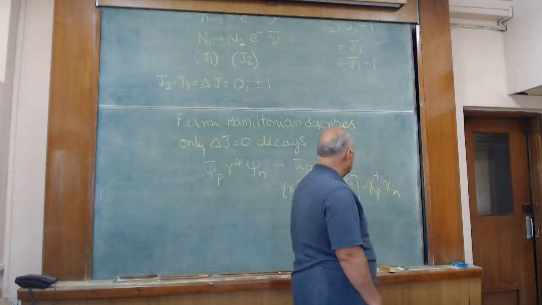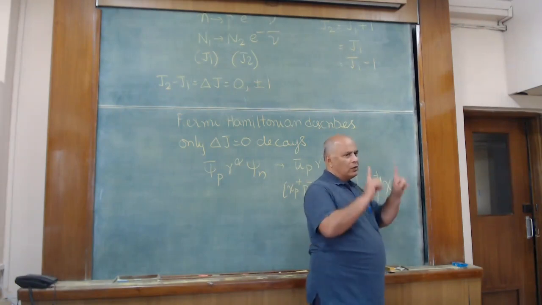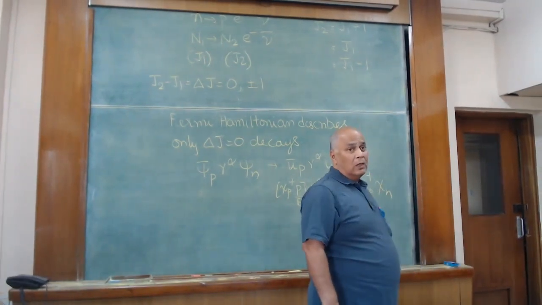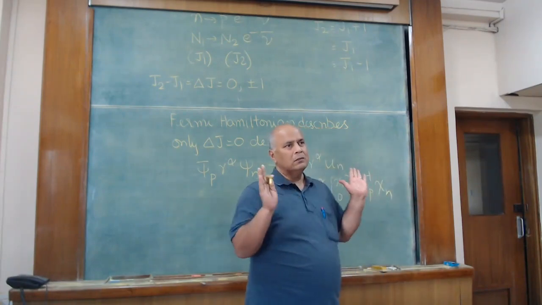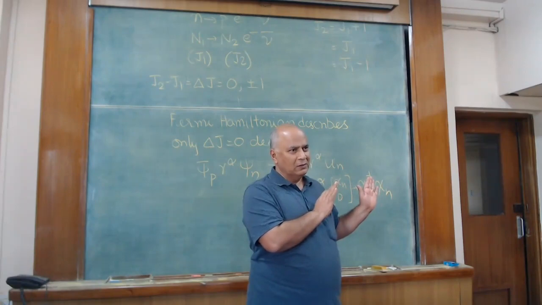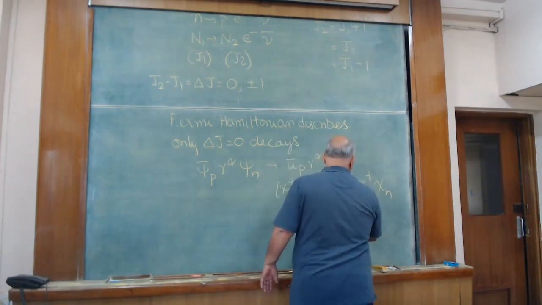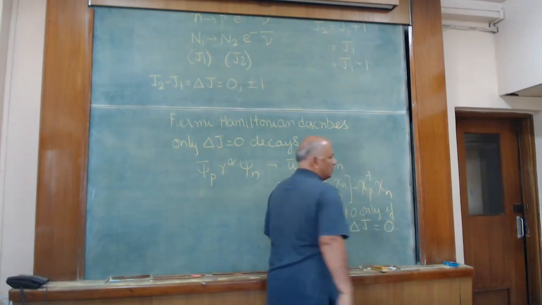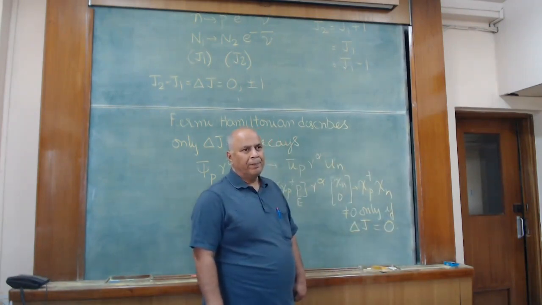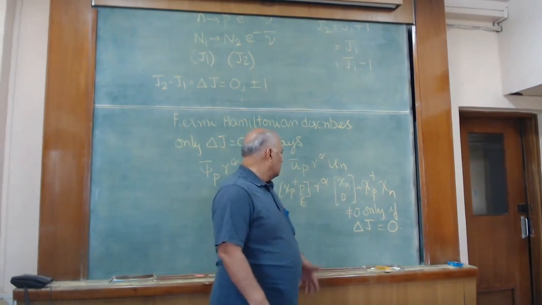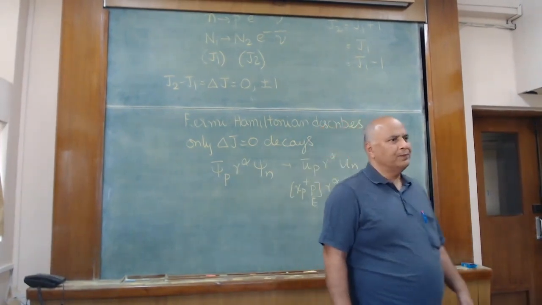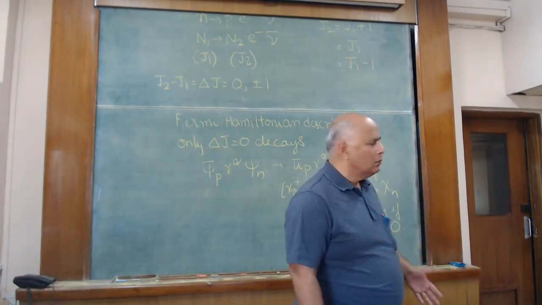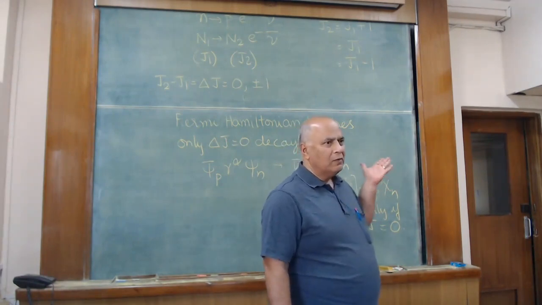It means, and this will be 1 if both proton and neutron are spin up or both of them are spin down. If one is spin up and the other is spin down, this is 0. But if both have the same spin, then the spin of the nucleus is not changing. So this will be non-zero only if delta J is 0. So there seems to be a problem. I see nuclear beta decays with delta J plus minus 1, but I cannot describe them using Fermi theory.